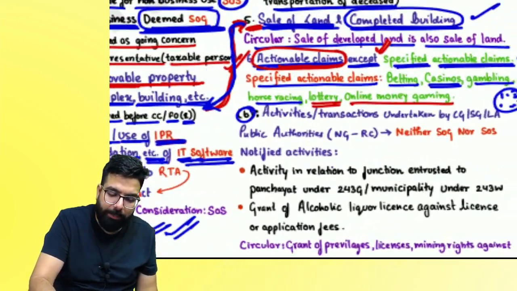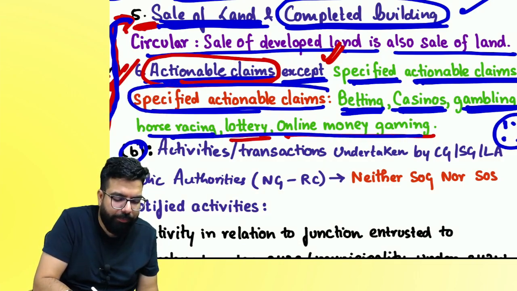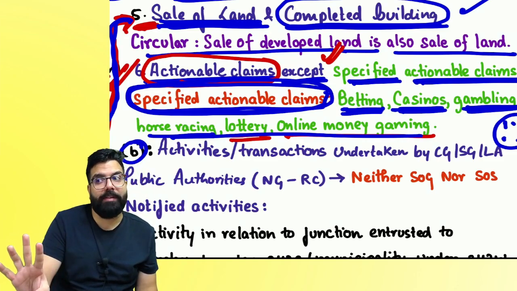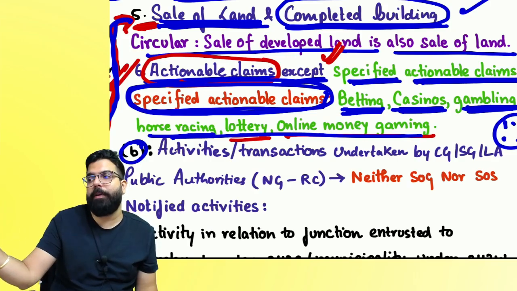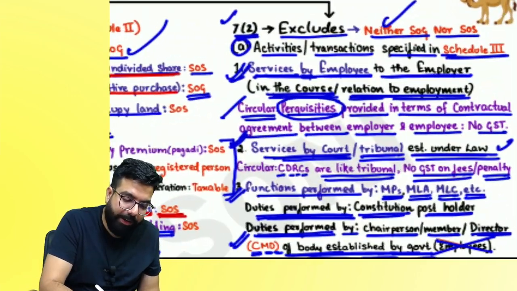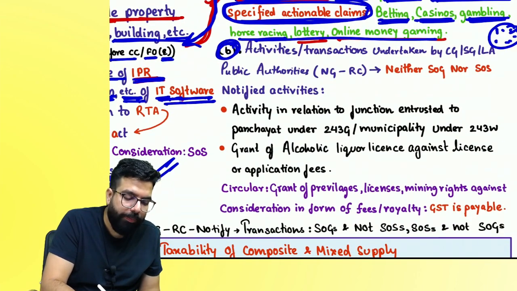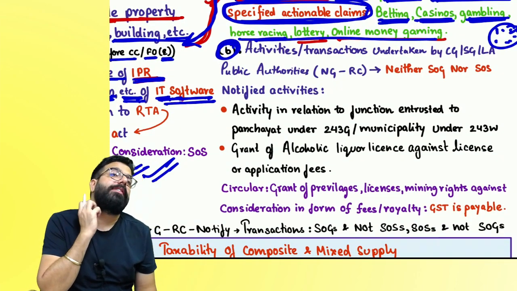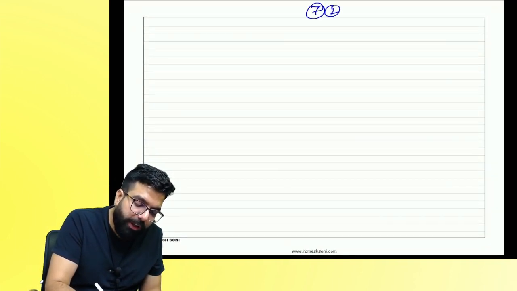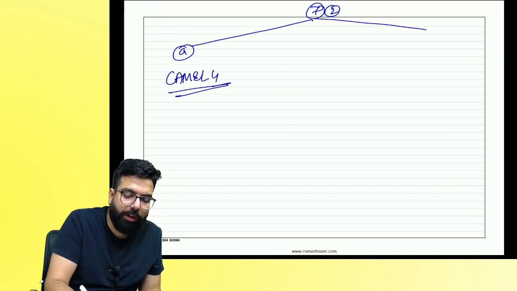Can I go ahead? Remember, all this betting, casino, gambling, etc., the name of all this is what? Specified actionable claim. Not all actionable claims attract GST. Only on specified actionable claim GST comes. Now, in section number 7.2, which is neither supply of goods nor supply of service, they give B also. People, what did we learn till now? In 7.2, A we learned, which is Camel G. Now we are going to learn B.